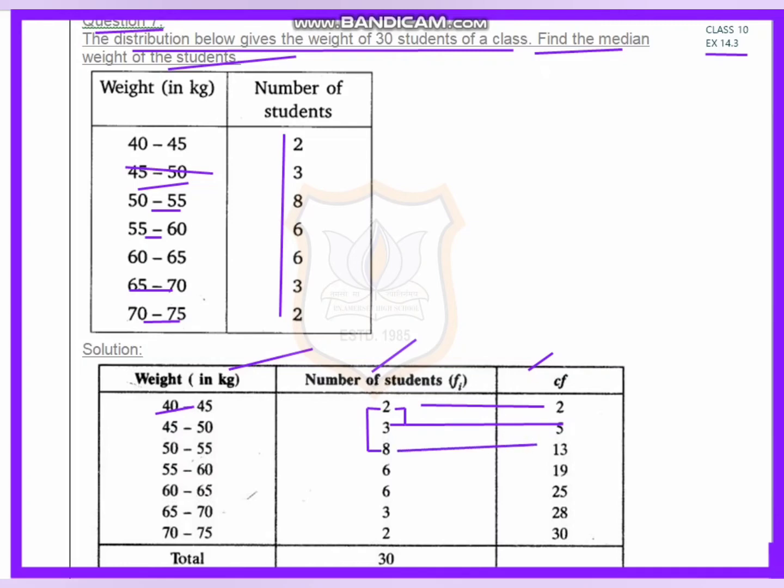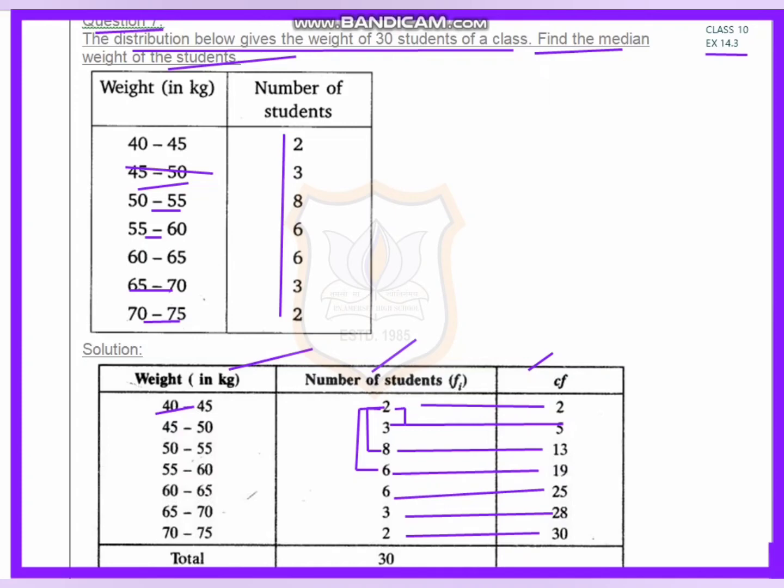We get 5 plus 8 is 13. In the same way we add four terms, we get 19. Five terms, we get 25. 25 plus 3 is 28. 28 plus 2 is 30. Here the total frequency is 30.